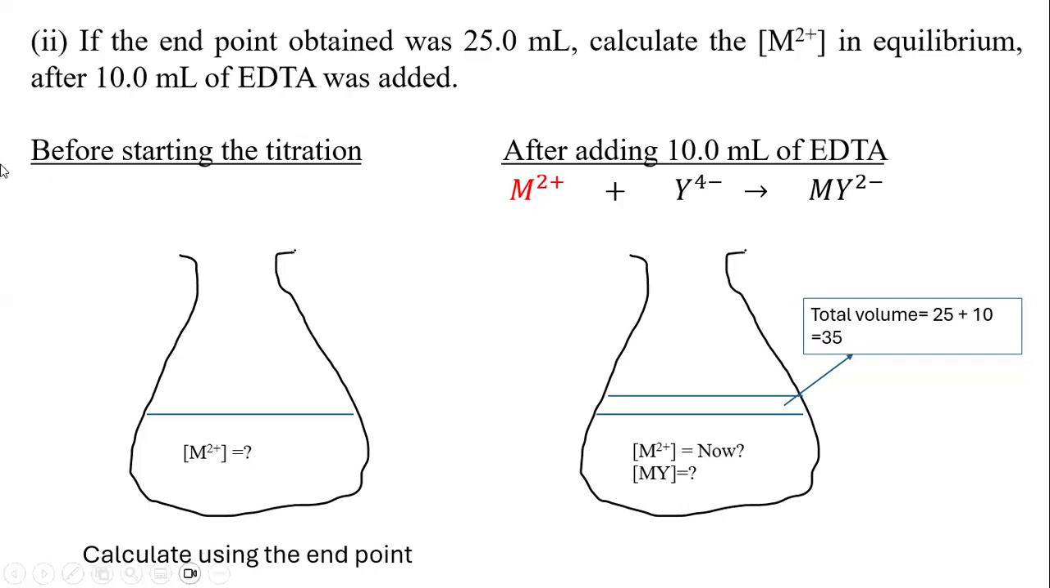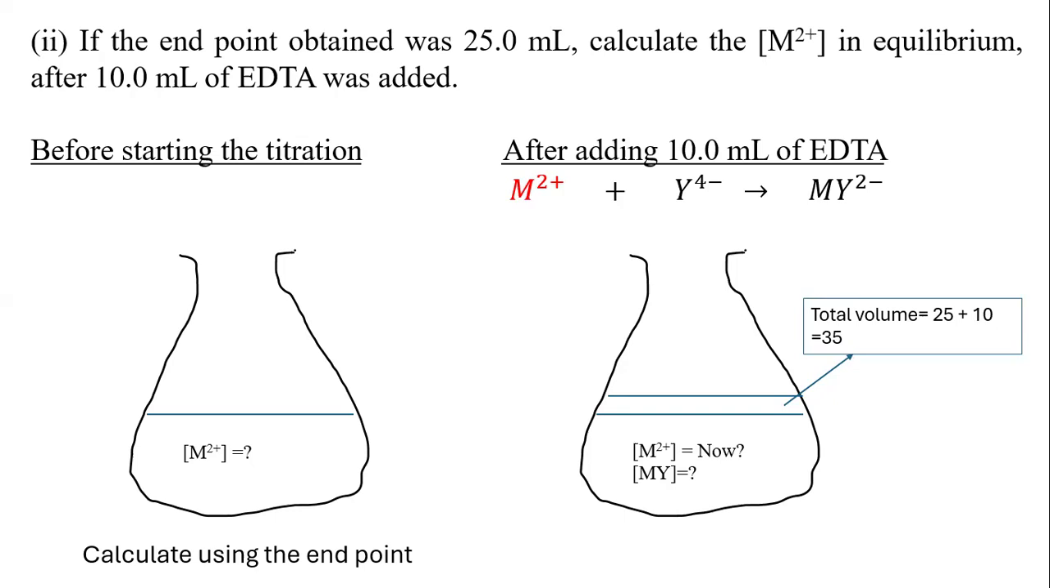Okay. Now, when you read the question, you have to get an idea. The endpoint is 25, but they are not asking about the endpoint. Before that, they are asking about the M2+ in equilibrium, after adding only 10 ml of EDTA. So draw the appropriate picture so that you will not be confused. I have drawn that for you.